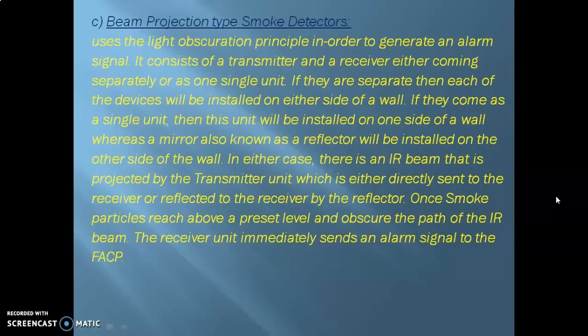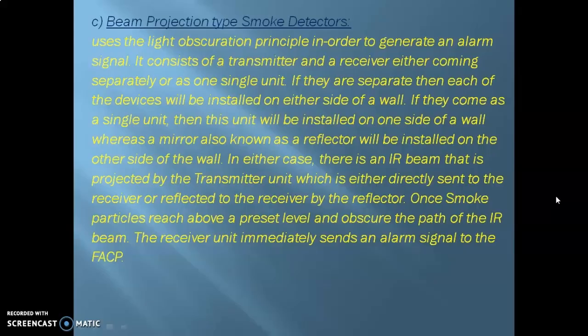So the principle behind this is that the transmitter and receiver unit, or just the transmitter, will be sending the signal to either the reflector or to the receiver. Basically, if the transmitter and receiver are one unit and you have a reflector on the other side, what will happen is that the transmitter will send a beam of infrared light to the reflector, which will then be reflected back and received by the receiver in the same unit itself.